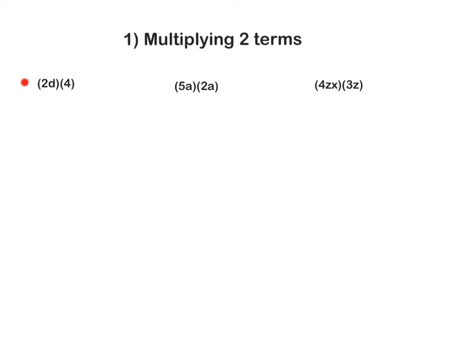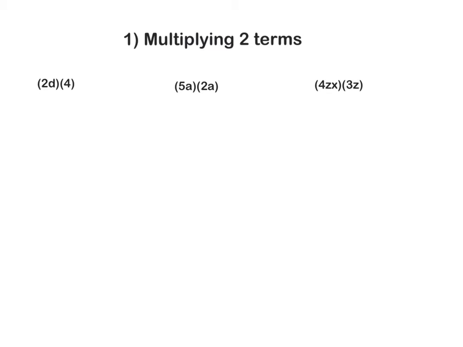Okay, so look at the first one. We have 2d multiplied by 4. As you know, if we have two brackets, that means multiplication, okay? So for multiplication, we will be using brackets, not x. X is a letter in algebra, so x doesn't stand for multiplication anymore. It's not a symbol for multiplication, it's just a letter, as d, a, z. So again, if you have two brackets, that means you need to multiply, okay?